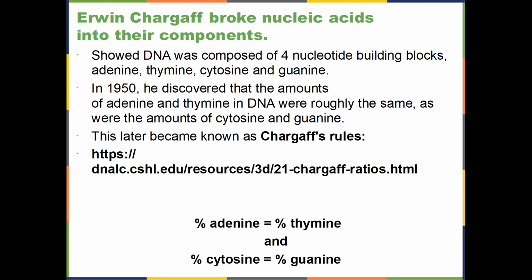Now, we know today that the information in DNA is stored in the sequence of these nucleotides. So it makes sense that different species might have different amounts of each of these nucleotides. But what was kind of unexpected for him was that some of these were grouped together such that the percentage of adenine equaled the percentage of thymine, and the percentage of cytosine equaled the percentage of guanine.